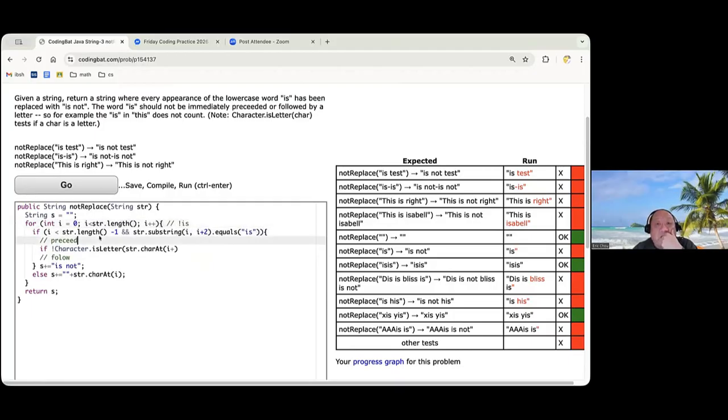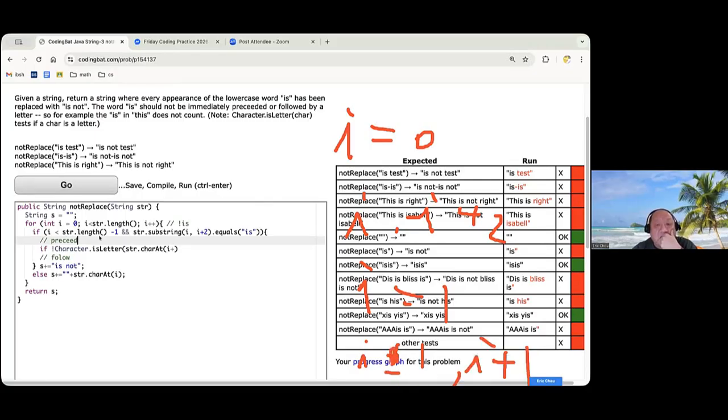What's the difference? You originally have I equals 0 and then I plus 2, versus I starting from 1 and then I plus 1 and then I minus 1 and then I plus 1. This is actually the same. Your problem is not here, it's somewhere else.